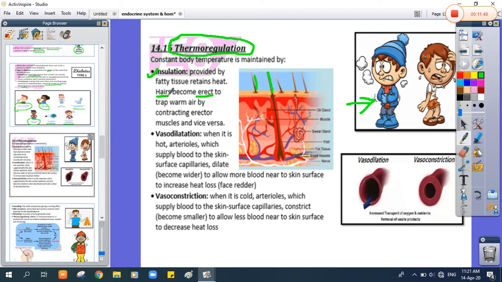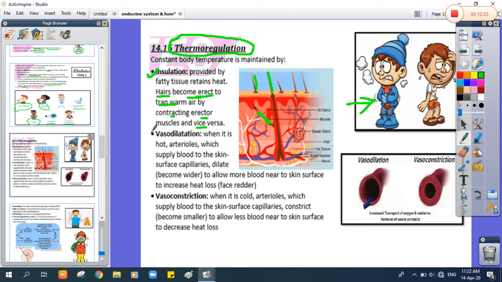The hairs here become what? Become erect, to trap warm air by contracting the erector. What is the erector? It is the muscle. Do you see this muscle? We call it the erector muscle. So this muscle contracts. This muscle does what? Contracts. When this muscle contracts, the hair becomes erect. Okay? So this happens in the cold. And vice versa, the opposite thing happens in hot weather.